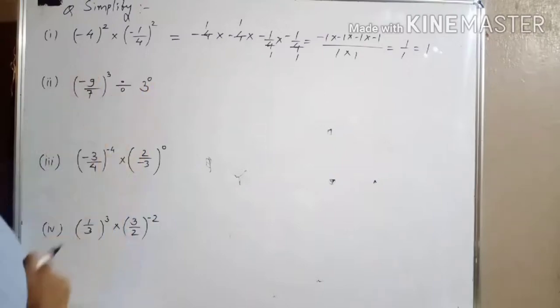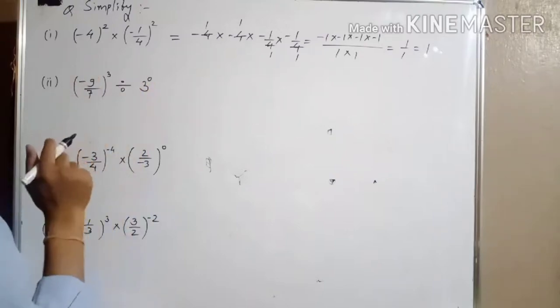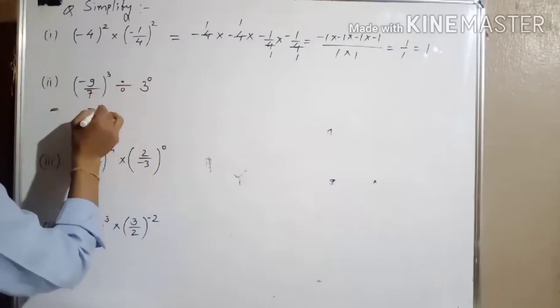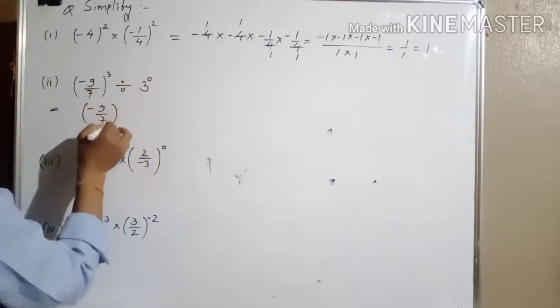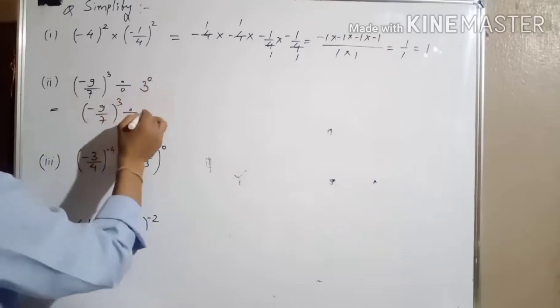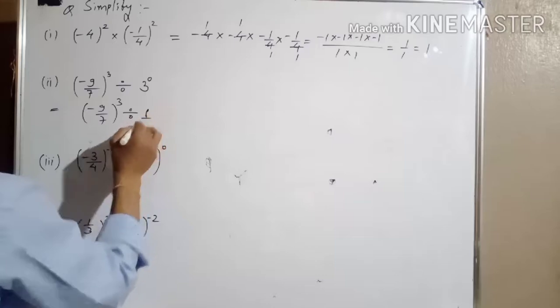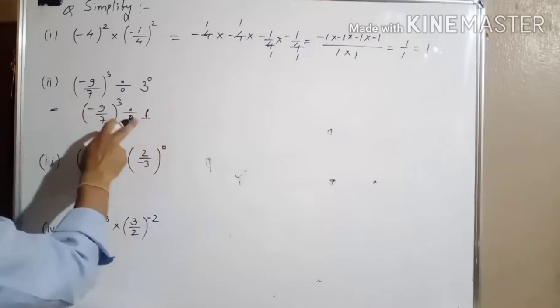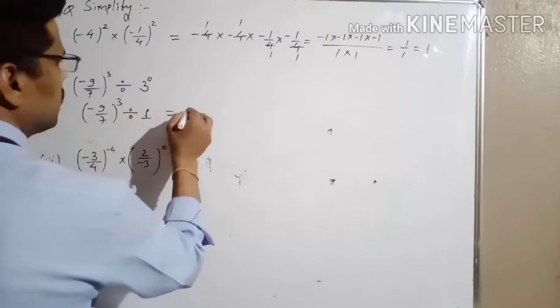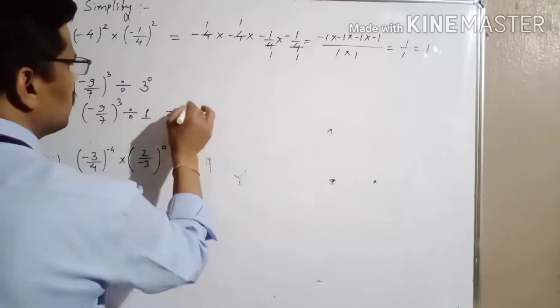Now here, minus 9 upon 7 power 3 divided by 3 power 0. So here we use the rule. Which rule are we going to use here? Minus 9 upon 7 power 3 stays as it is. Any number having power 0 gives 1. So this number divided by 1, what do we get? The number itself. So we can write here minus 9 upon 7 power 3.